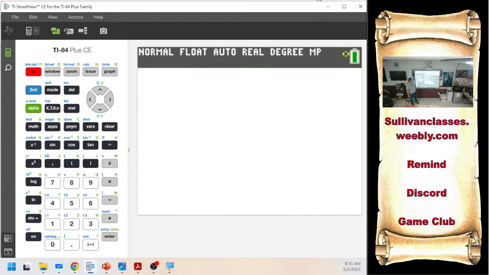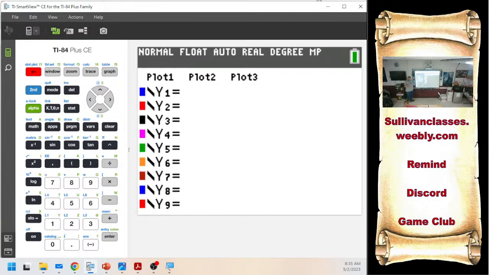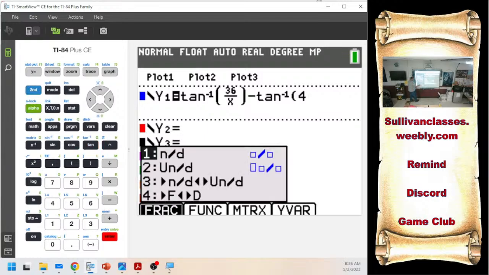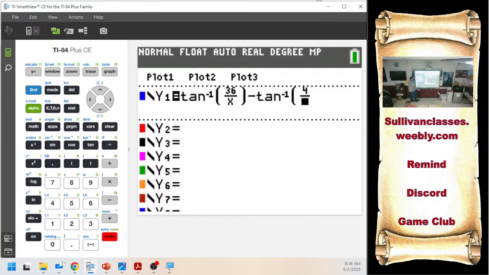Then we go to y equals. We're going to type that in. Obviously, I don't have d as a variable on here, so I'll just put x. We're going to have an arc tangent of, what was it, 36 over x. We'll take away the little bitty sliver that we don't care about, arc tangent of 4 over x. Close parentheses. Okay.